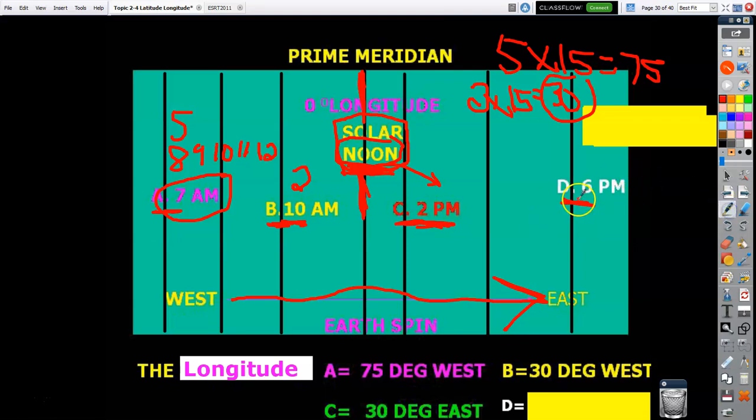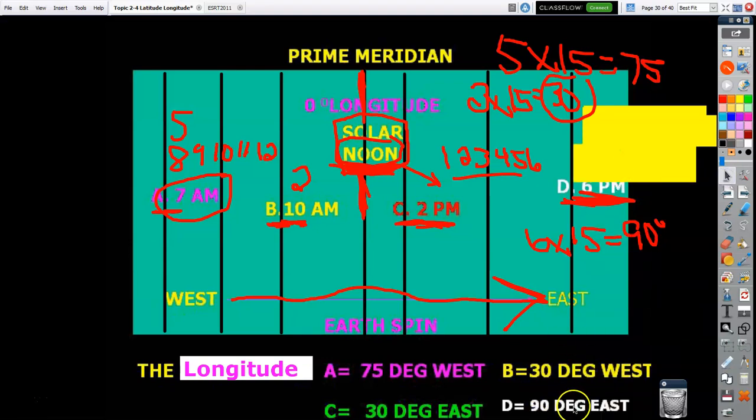And then D is 6 p.m. So noon to 6 p.m. You count 1 o'clock, 2 o'clock, 3, 4, 5, 6. That's 6 hours. 6 times 15 is what? 90. And again, you're 6 p.m. You're standing at D, but the prime meridian is back here at noon. So you are later in the day, just like the East Coast is later than the West Coast. So you are 90 degrees to the east. So anything on this side, the 7 a.m. and the 10 a.m. is to the west. And if you're to the right of noon, to the right of the prime meridian, you are to the east.